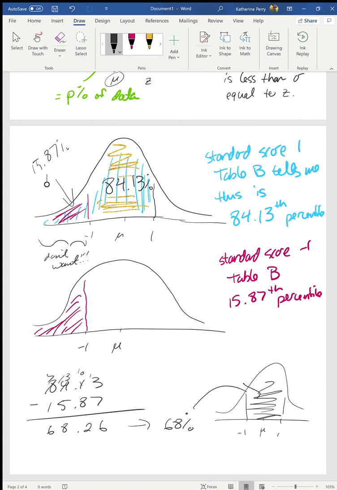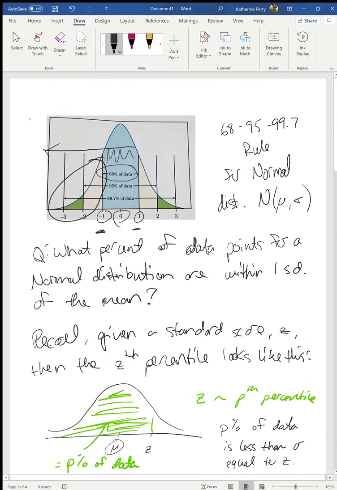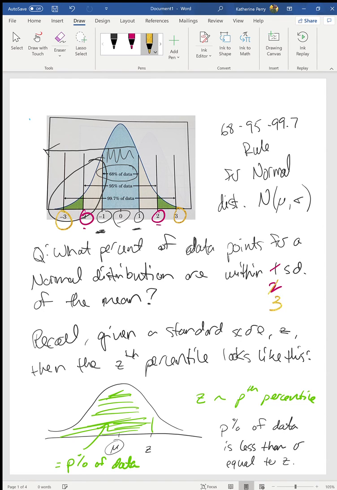And what I'm going to claim is that if you wanted to do the same thing for between 2 standard deviations, or within 2 standard deviations of the mean, so you wanted to replace this question with a 2, you would do the same process, only looking at standard scores for 2 and -2. And similarly, if you wanted between 3 standard deviations, you would look at standard scores between 3 and -3.